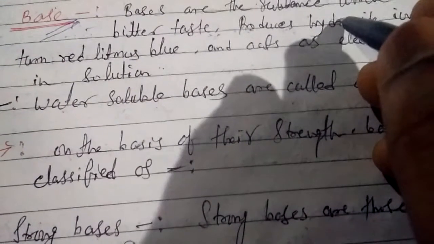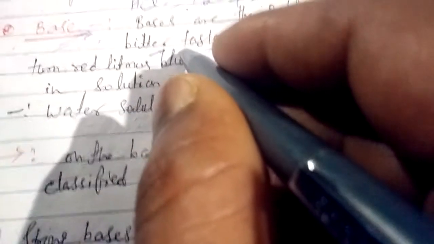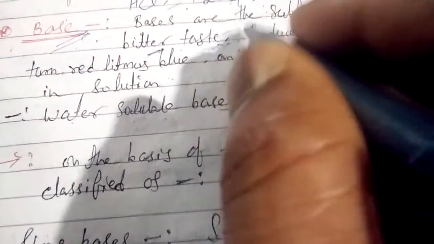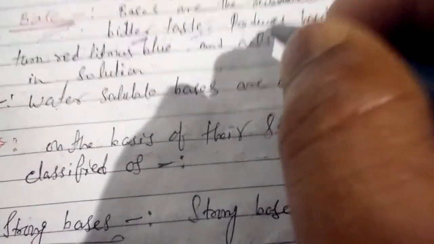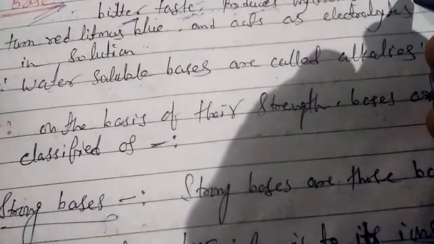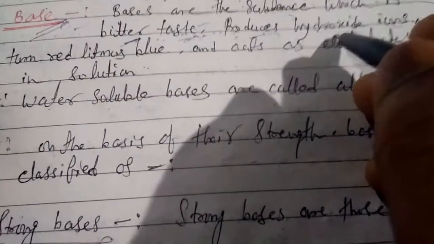Understand why these are bases? Because bases are substances which have a bitter taste. Bitter means कड़वा. That substance which has a bitter taste is known as base. Also, we can say that a substance which produces hydroxide ions in aqueous solution is a base.